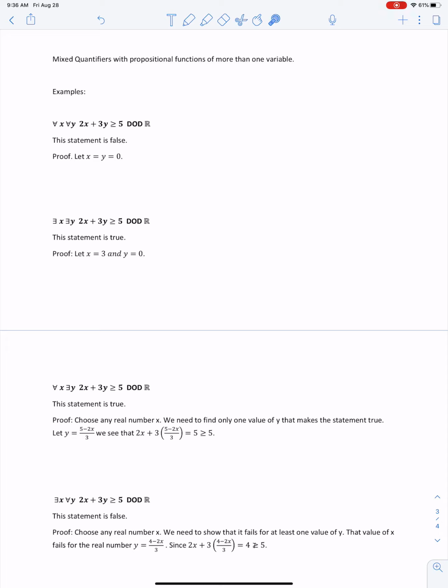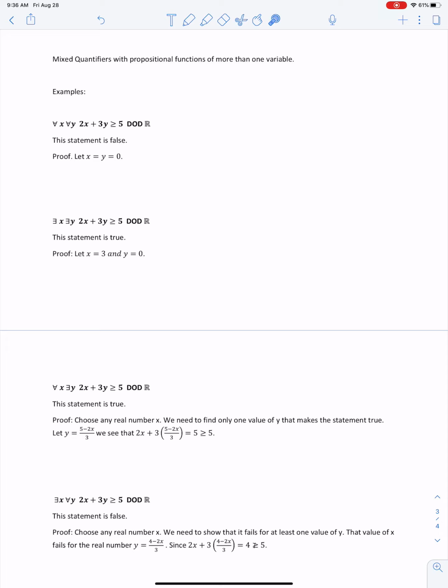Now, let's use the same propositional function of two variables, but now I'm going to use the existential quantifier both times. So there exists an x, and there exists a y, such that 2x plus 3y is greater than or equal to 5. My domain of discourse is going to be the set of real numbers again. So the question is, is this statement true or false? If I've quantified each variable, it turns my propositional function into a proposition.